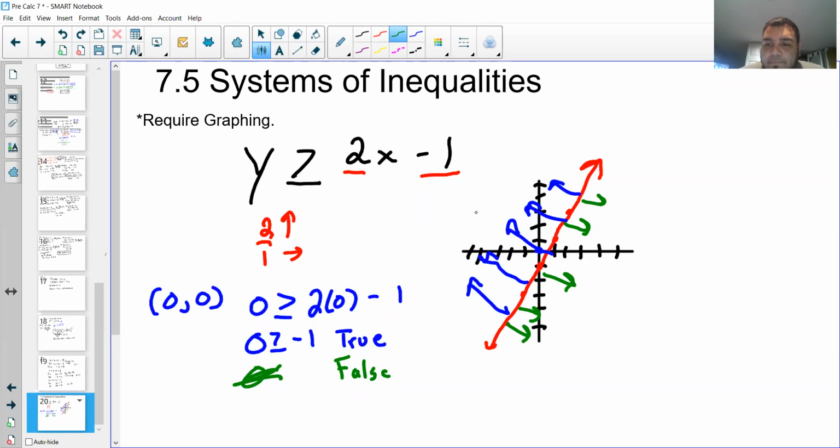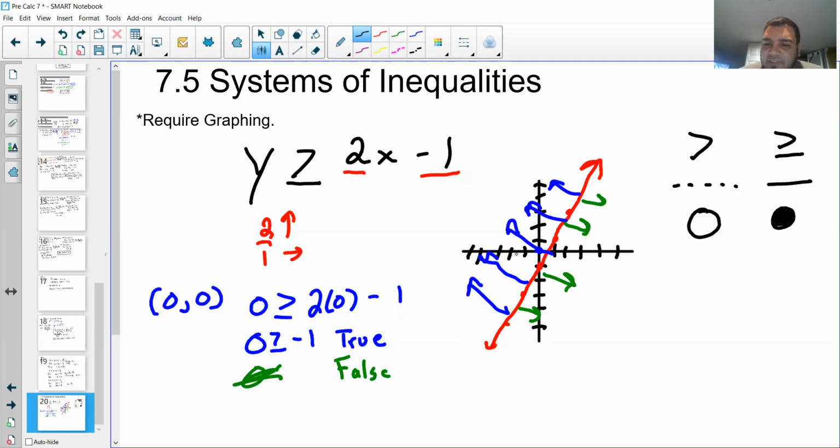What's up? Is there a difference in shading if it's greater than or equal to or just greater than? The difference, and it's why I erased it at the beginning, is that if you have just greater than, it should be a dotted line. Kind of like when we did inequalities, it was an open circle, while greater than or equal to is a solid line, a filled in circle. So those are the two differences.